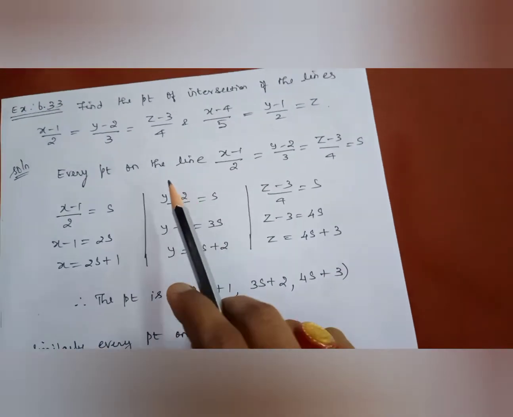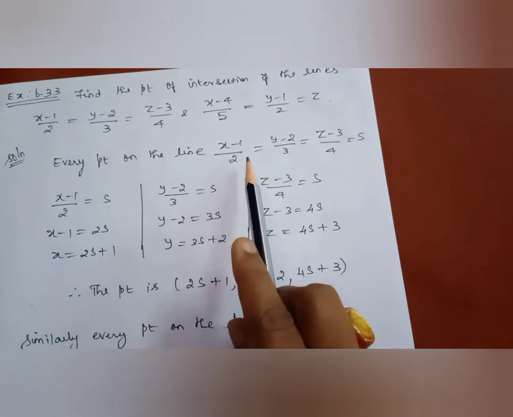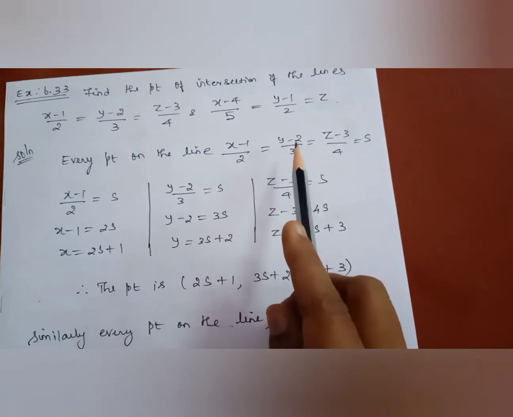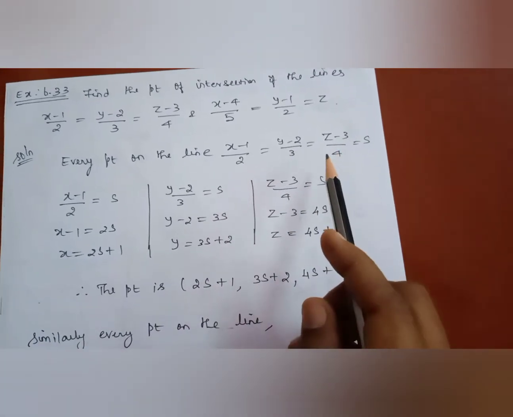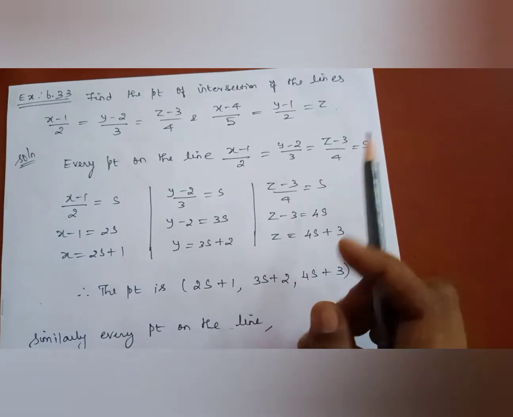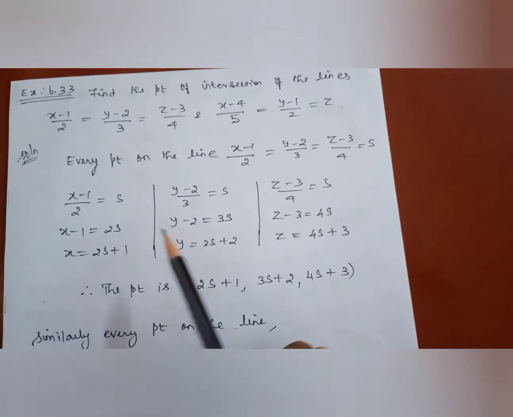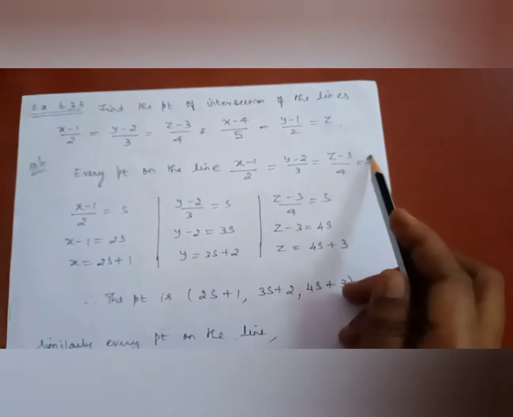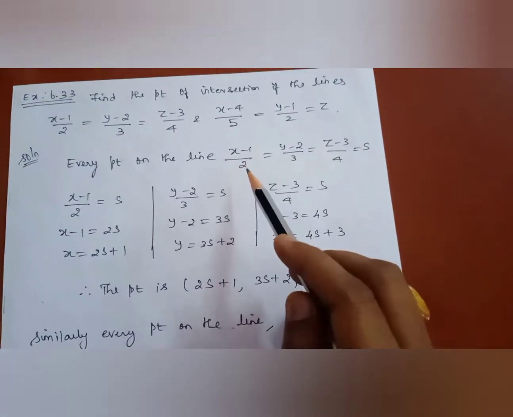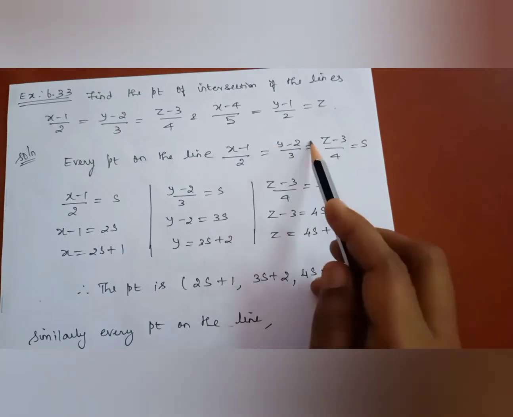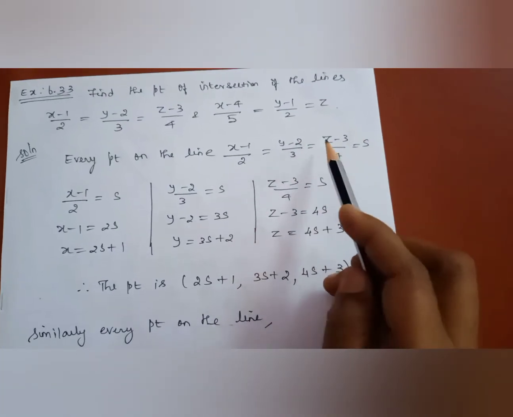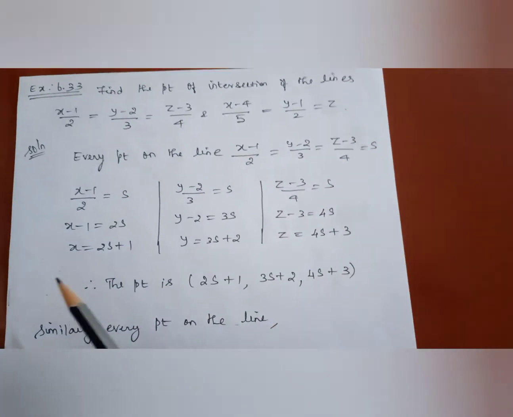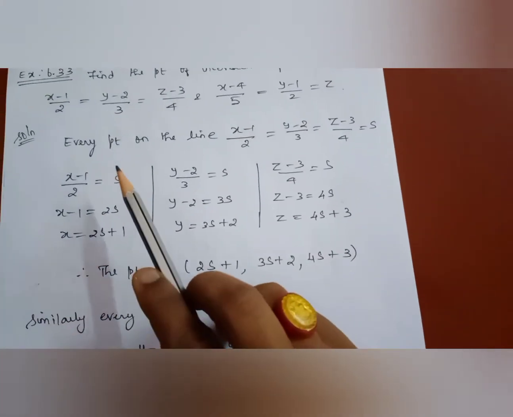So let us assume that every point on this particular line, (x minus 1) by 2 equal to (y minus 2) by 3 equal to (z minus 3) by 4, will be some s. It is just an assumption. Okay. So if it is going to be s, I can equate every point to s, right? So (x minus 1) by 2 equal to s, (y minus 2) by 3 is equal to s, (z minus 3) by 4 is also equal to s. See, I am individually equating them.